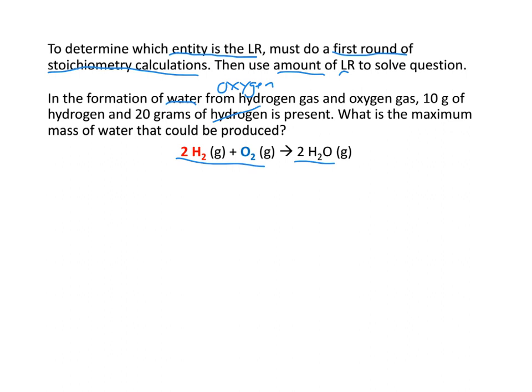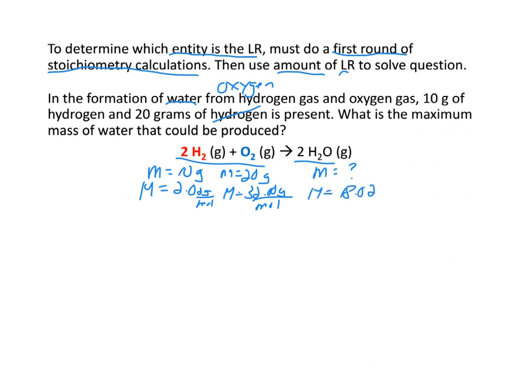Let's list our variables. We know we have 10 grams of hydrogen and 20 grams of oxygen, and our molar mass of hydrogen is 2.02 grams per mole, and the molar mass of oxygen is 32 grams per mole. At the end of the day, we want to find the mass of the water, so we might as well look up the molar mass of water, which is 18.02 grams per mole.